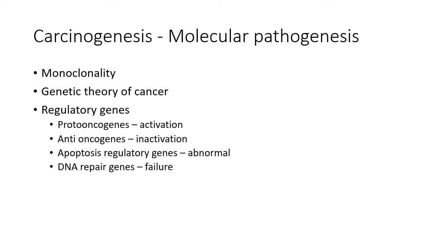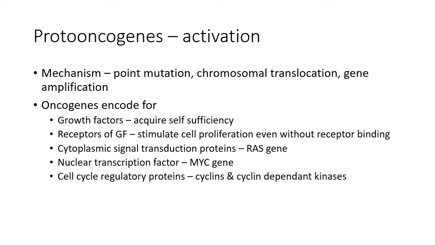We will see each one of these regulatory genes and their relationship to cancer in a little bit more detail. First, we will see the relationship of proto-oncogenes, or growth promoting genes. The mutated form of proto-oncogenes is called oncogenes, and this promotes growth and thereby becomes a reason for cancer.